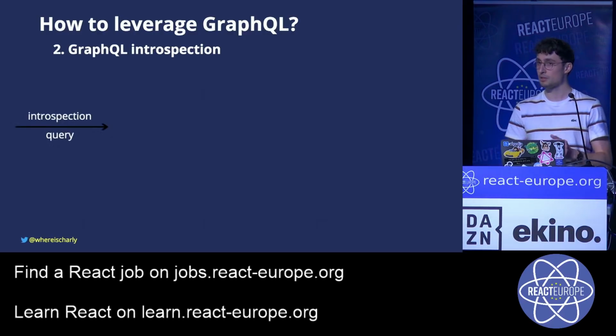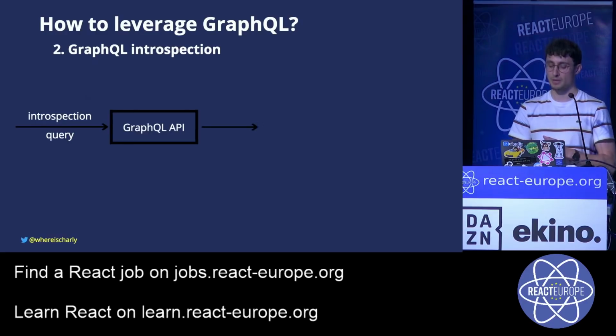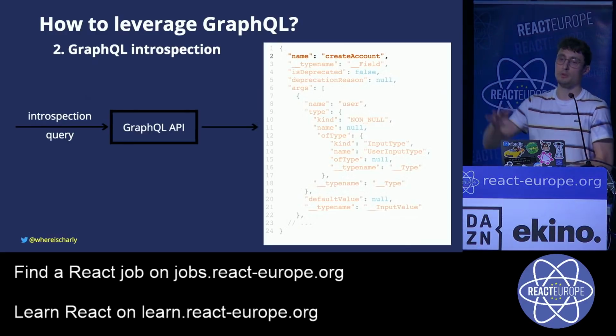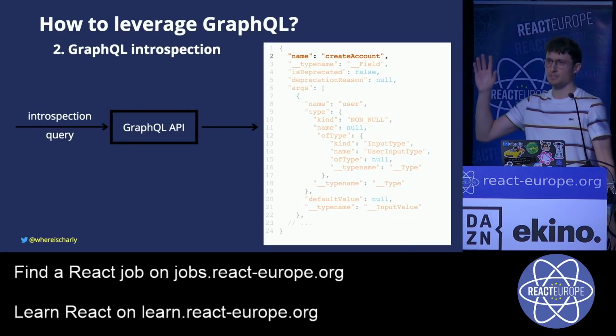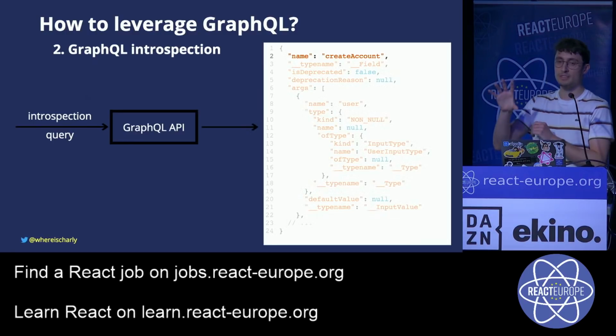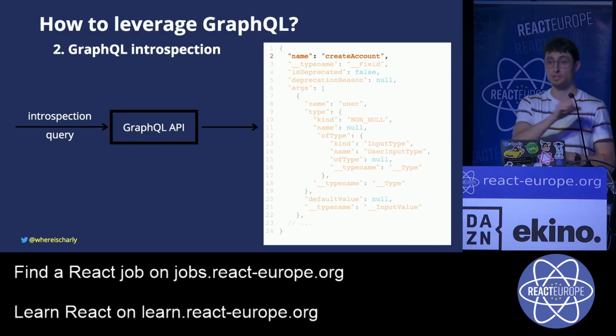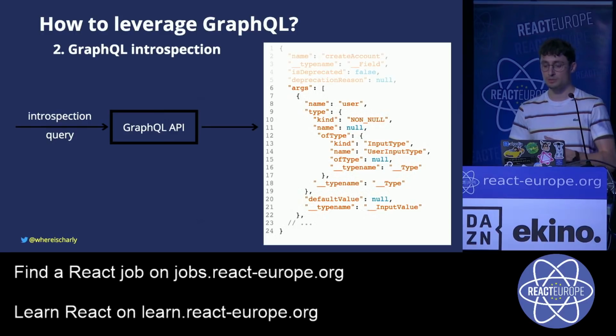We send an introspection query to the GraphQL API, and here it returns a very big JSON. I cannot show you all of it because it's thousands of lines of JSON, but here is the part that specifies the mutation that we just saw, the create account mutation. So we see that on this API, we have a create account mutation that has many arguments, and the first argument, named user, is mandatory because it's of kind non-null, and it's of type user type.